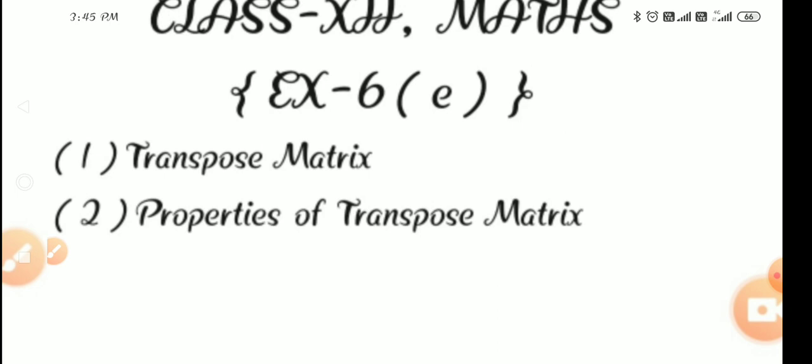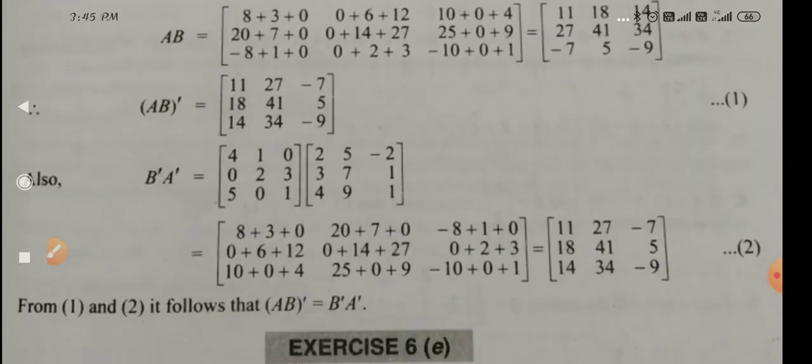I hope you have understood all the points which I explained, and after watching this video you will be able to solve this exercise 6th E, sorry, this is written 6th E. After this example exercise starts, so you solve all the questions of this exercise, and if you have any problem then you can ask in comments. I will solve your problem through comments.